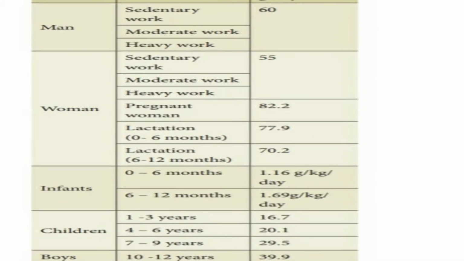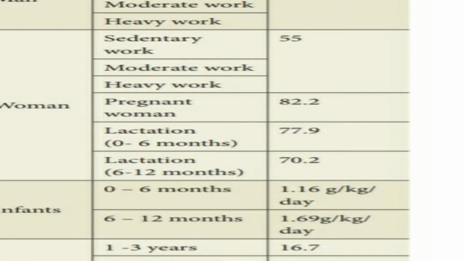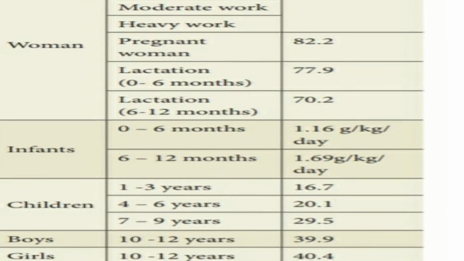Next, man. In man, whether he is a sedentary worker, that is mild worker, or moderate worker or heavy worker, the requirement is 60 grams per day. Next, for woman, if she is a sedentary worker or moderate worker or a heavy worker, for her it is 55 grams per day. But for pregnant woman, it is 82.2 grams per day. And for lactating mother, from 0 to 6 months after delivery, it is 77.9 grams per day. And for lactating mother 6 to 12 months, it is 70.2 grams per day. So these requirements are given by the Indian Council of Medical Research.